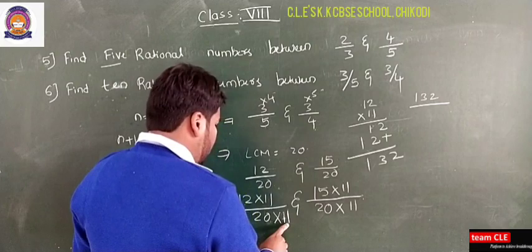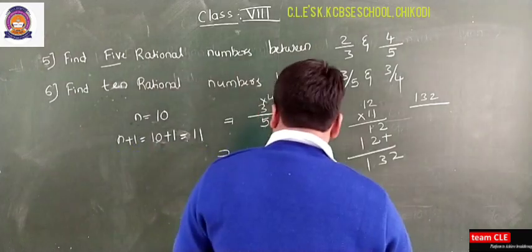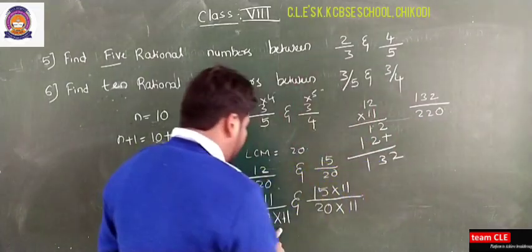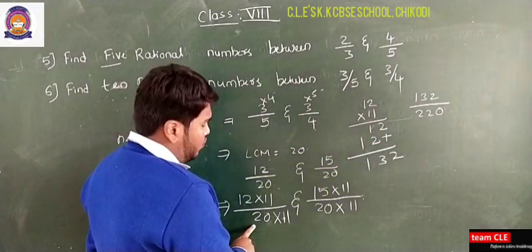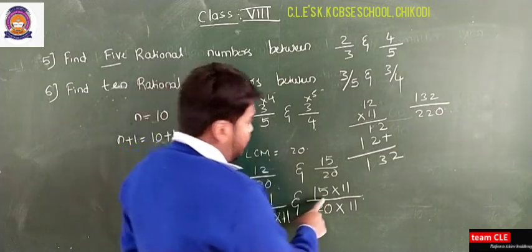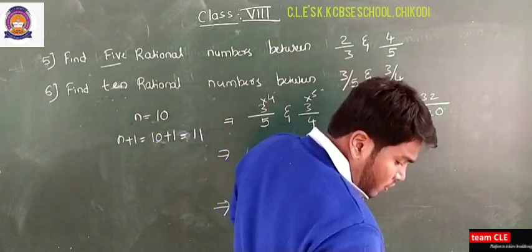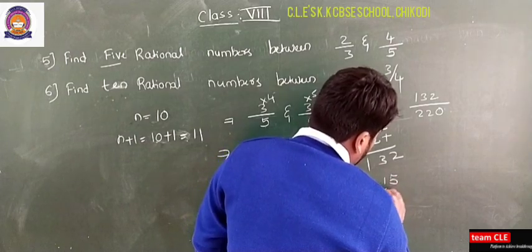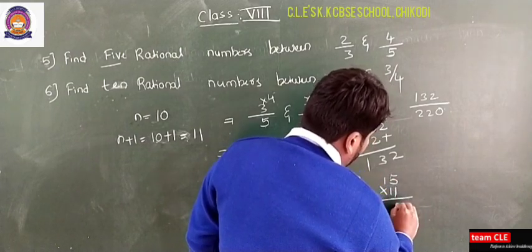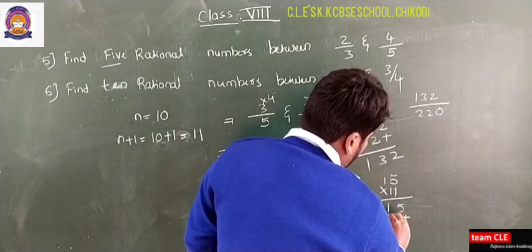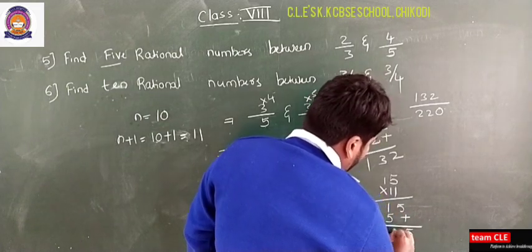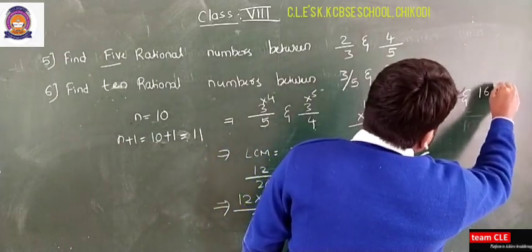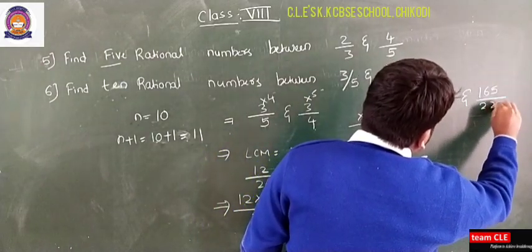And next we have to see the denominator: 11 2s are 22, so we get 220. Denominator 11 2s are 22, then 0 as it is. Similarly 15 into 11: 1 5s are 5, 1 1s are 1, plus 1 5s are 5, 1 1s are 1, so 5, 6, 1, that is 165. So you get 165 divided by 220.